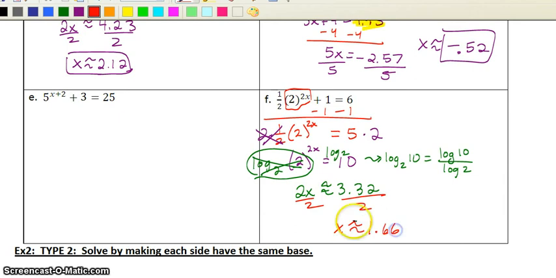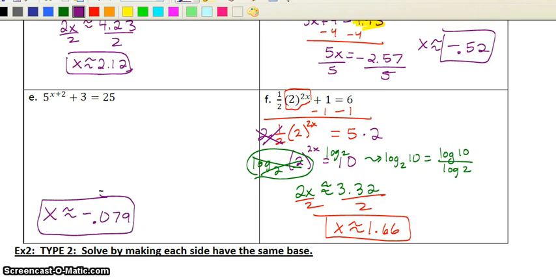If you feel like you need to try one more, go ahead and pause the video and try E. Your final answer for E should be x is approximately, I'll do 3 decimals this time, negative 0.079. So go ahead and try E if you feel you need some extra practice.